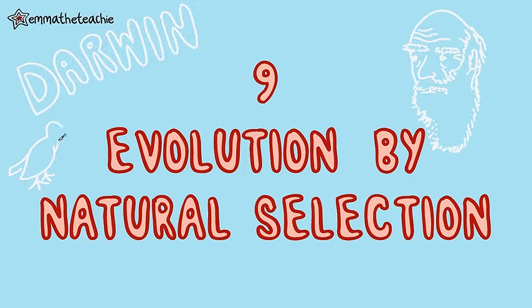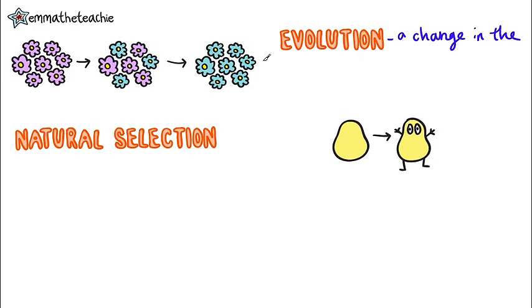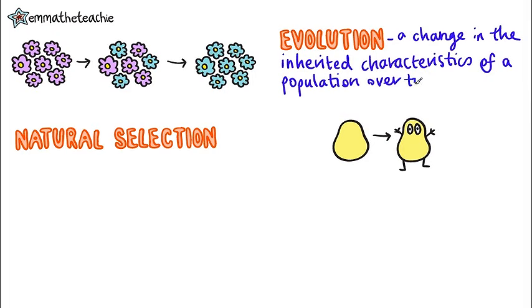9. Evolution by natural selection. Evolution is a change in the inherited characteristics of a population over time. For example, these plants have purple flowers at the start, but over many years they may evolve to have blue flowers instead.